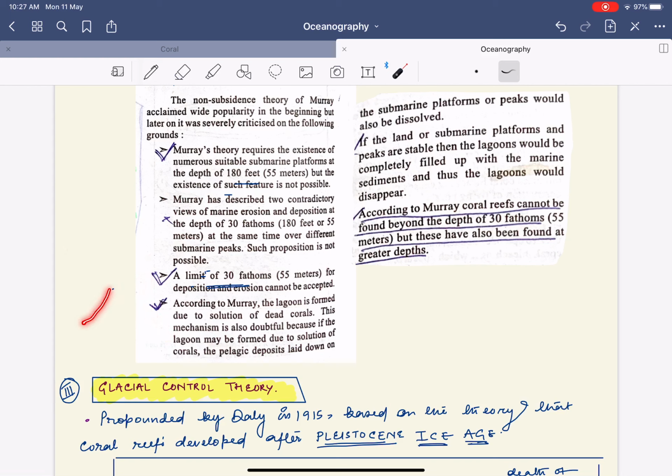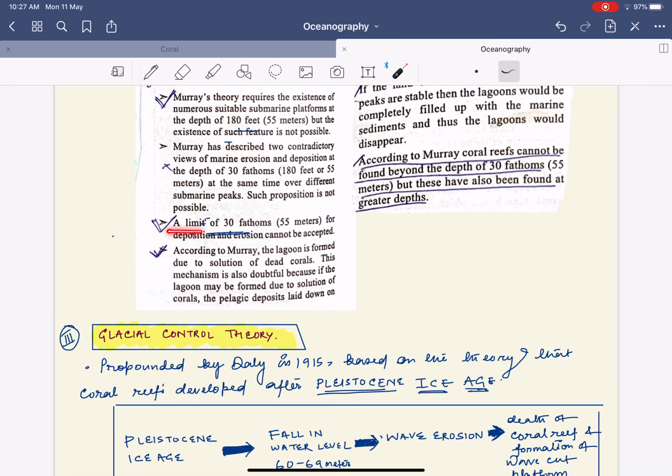Similarly, he says that again there would be a height of the sea base that would be eroded, which would bring it to a necessary height. Again, that becomes not possible, because such things are not practically possible, and they take a whole lot of time. Let's see. A limit of 30 fathoms for deposition and erosion cannot be accepted.